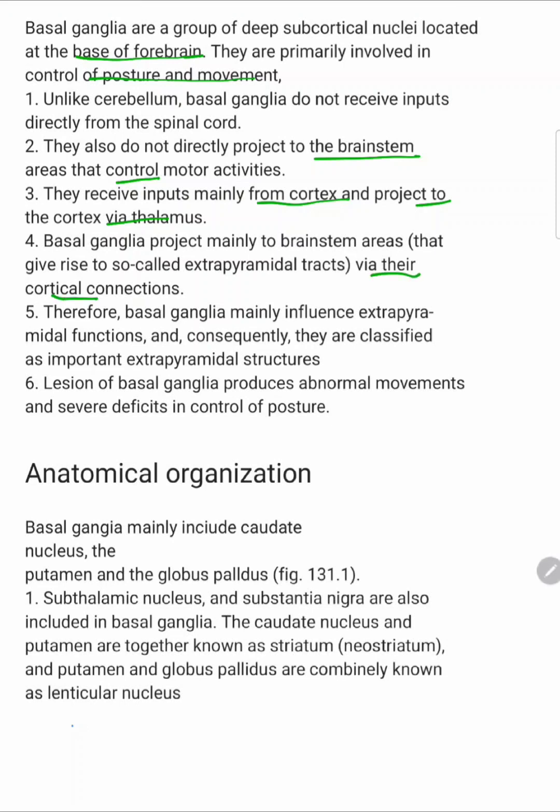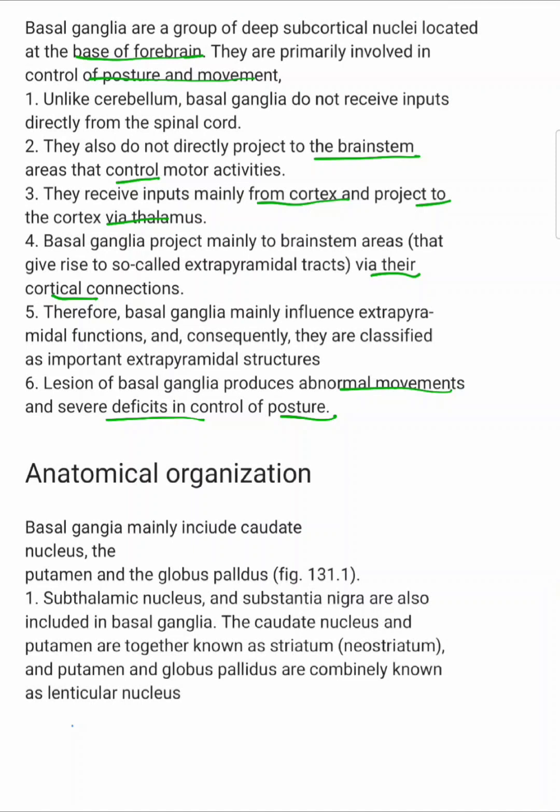Basal ganglia project mainly to brainstem areas via their cortical connections. Therefore, they mainly influence extrapyramidal functions and are classified as important extrapyramidal structures. So they project through the extrapyramidal tracts, and any lesion may cause extrapyramidal dysfunction. Lesions of the basal ganglia produce abnormal movements and severe deficits in the control of posture.